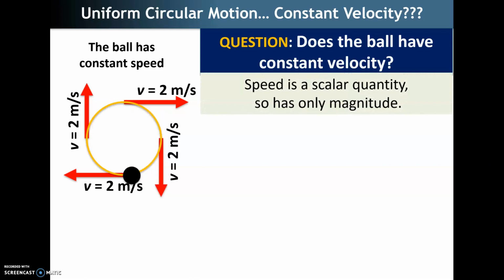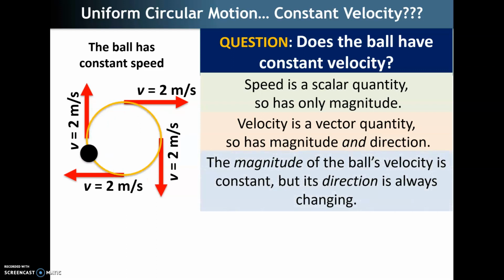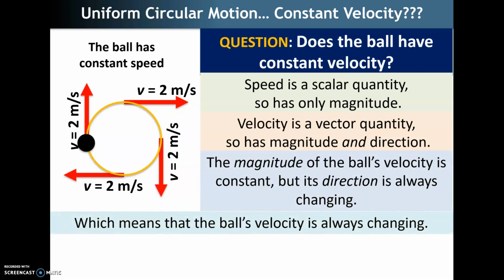Well, we know that speed is a scalar quantity, right? So that means it only has a magnitude. It doesn't have a direction. So the speed is constant. It's a constant 2 meters per second. But velocity is a vector quantity, so it has magnitude and direction, right? So our object here is actually constantly changing direction. Therefore, the ball's velocity is always changing.